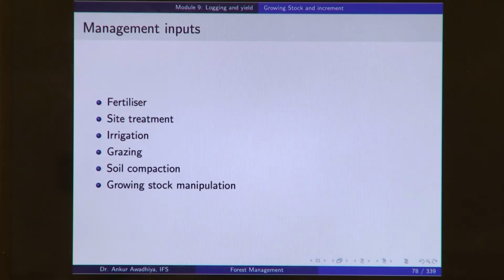Now what are the management inputs? They are fertilizer, site treatment, irrigation, grazing, control over soil compaction and growing stock manipulation.